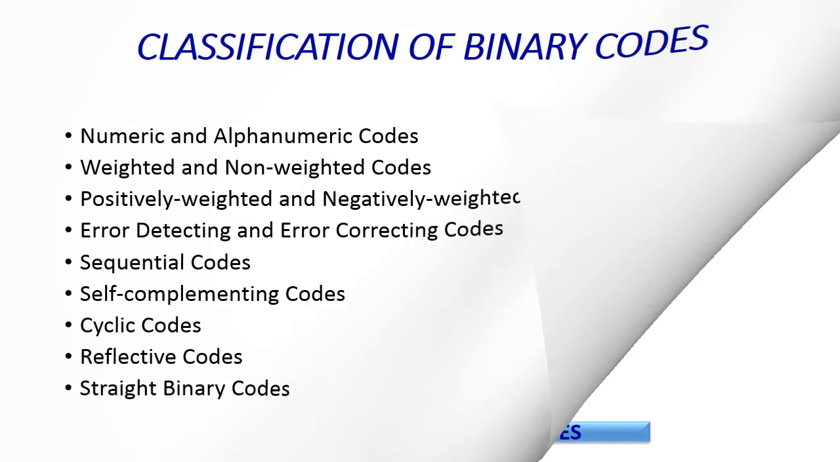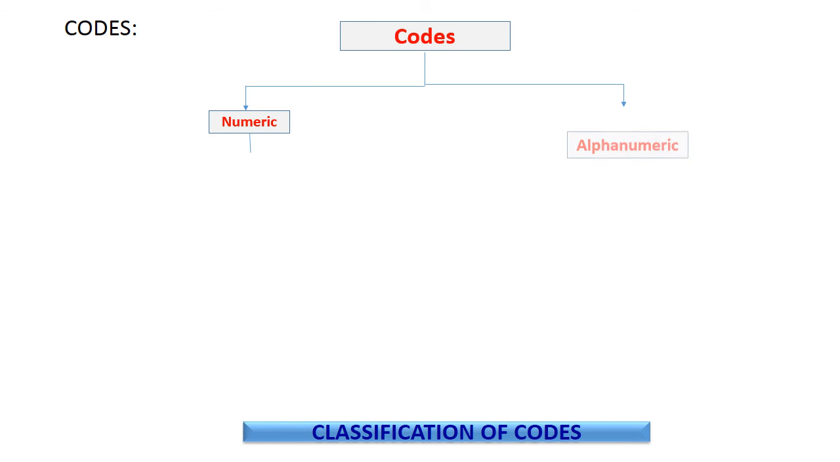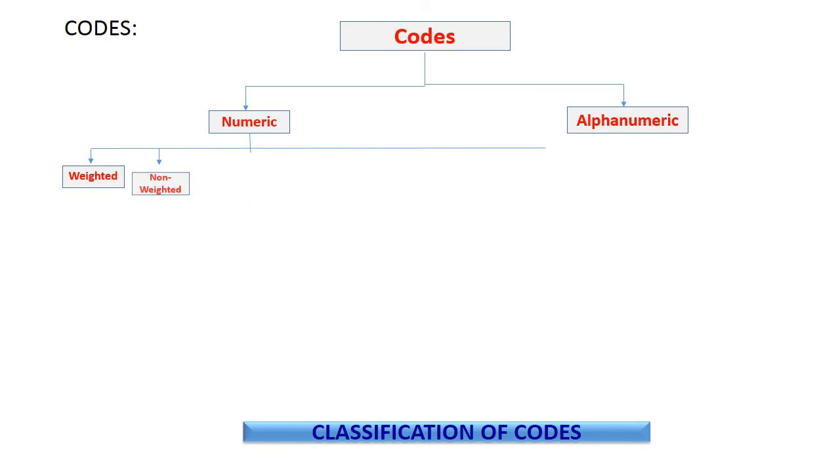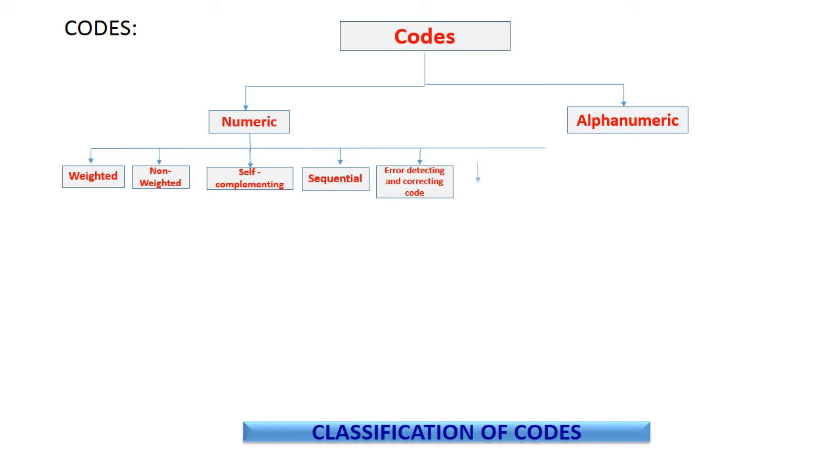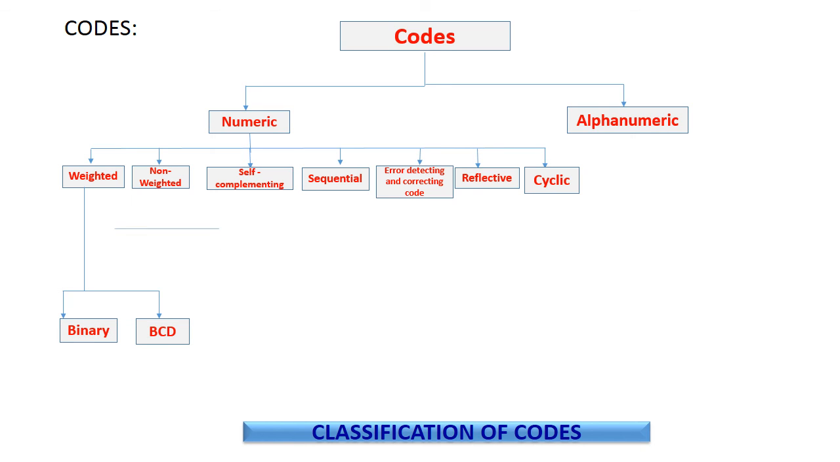Now we will see a tree form of binary codes. Codes are classified into two types: numeric codes and alphanumeric codes. Numeric codes are again classified as weighted, non-weighted, self-complementing, sequential, error detecting and error correcting, reflective, and cyclic codes. Weighted codes are classified into two types: binary weighted code and BCD code. Non-weighted codes are classified into three types: XS3 code, Gray code and 5-bit BCD codes.